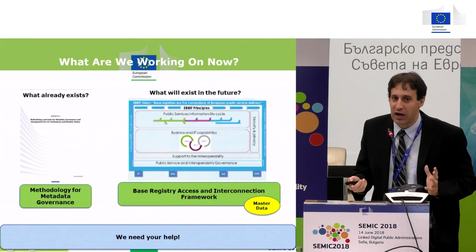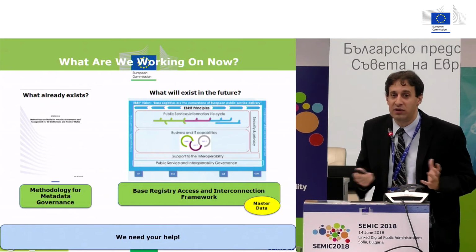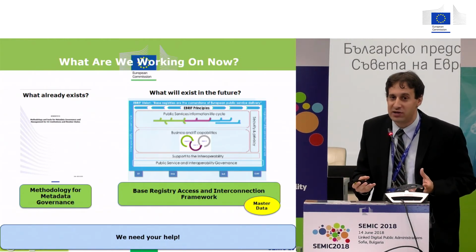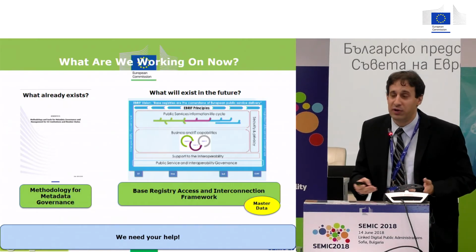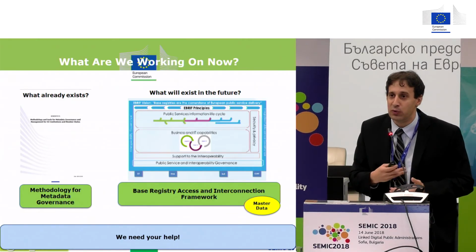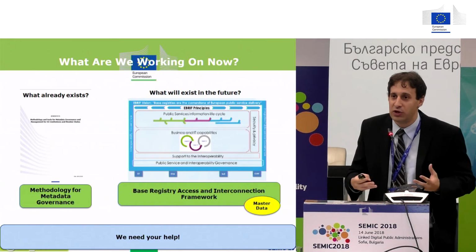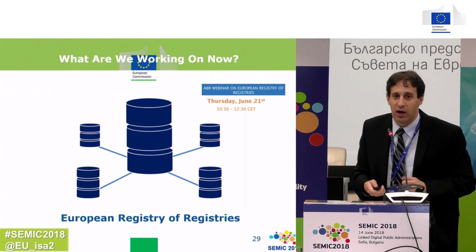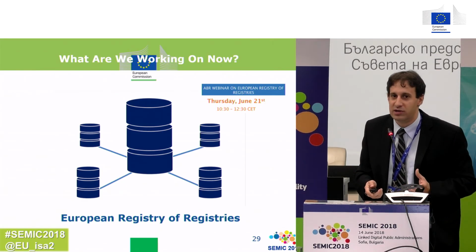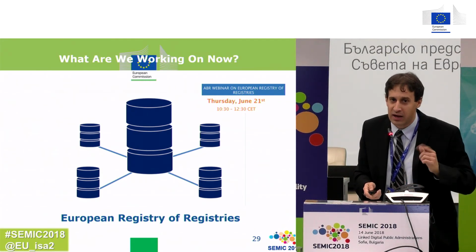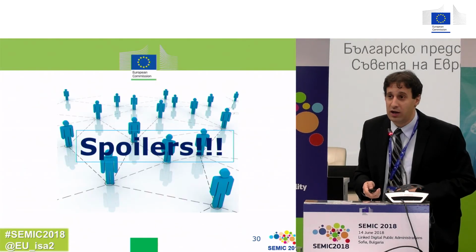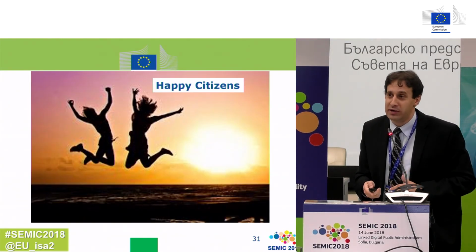What type of things are we working on right now? We're trying to create a base registry access and interconnection framework, which will deal with master data. So here we need your help as well. We need to know how you interconnect your base registry. What do you do? Do you use any types of frameworks? We need your input there as well. And what else are we working on? We are trying to explore the concept of a European registry of registries. And in order to find out more about that, we'll have a webinar on the 21st of June, which you are welcome to join.